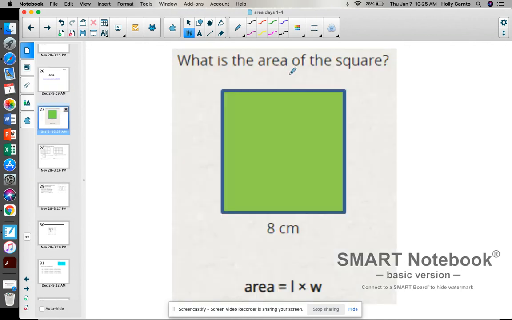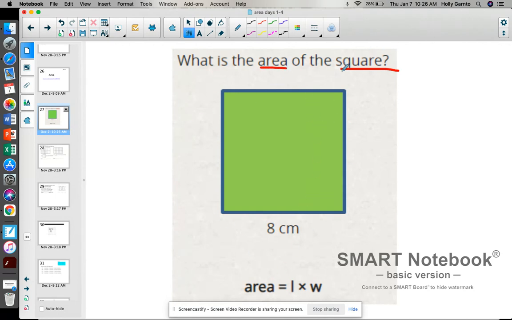Let's start with an example. It says, what is the area of this square? Now we're going to learn more about shapes and their attributes later on. That just means their characteristics. So the area, we know that's the inside, but this is a square.